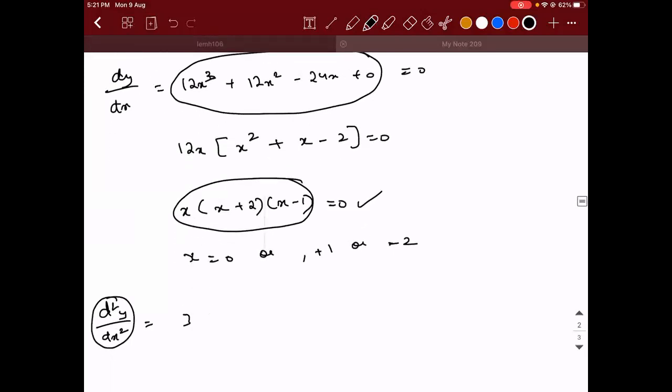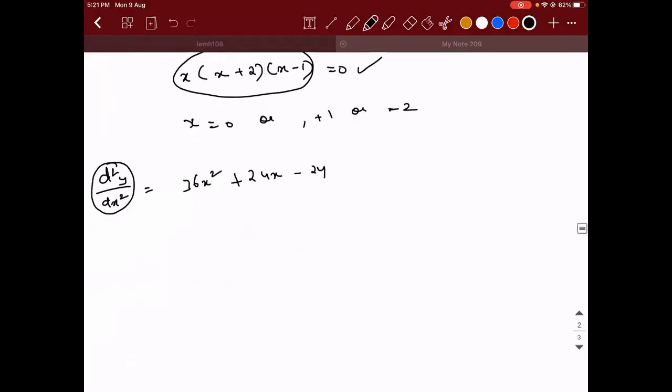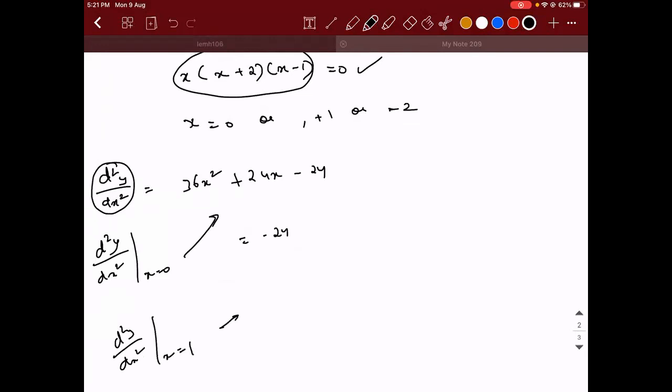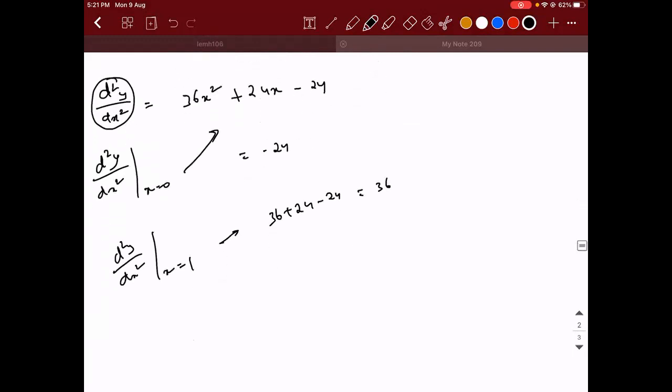So what is the answer? 36x square plus 24x minus 24. Right? So d square y by dx square at x is equal to 0, substitute it. It is minus 24. d square y by dx square at x is equal to 1, it is 36 plus 24 minus 24, which is 36.